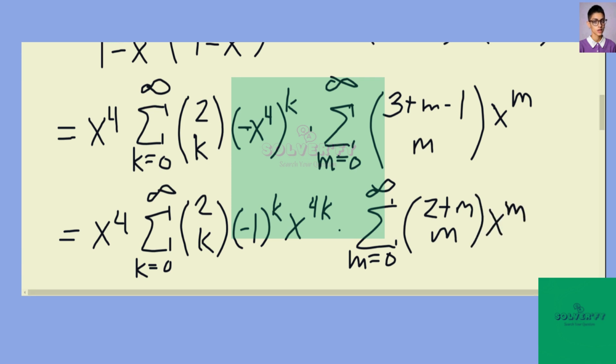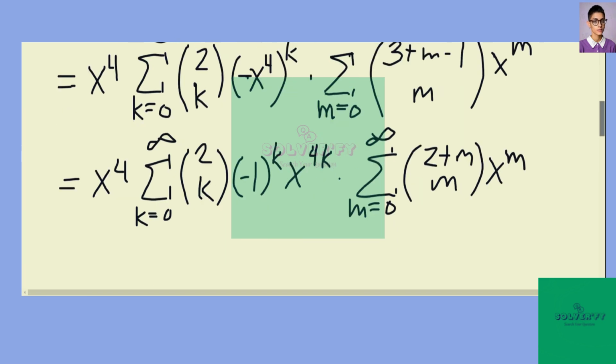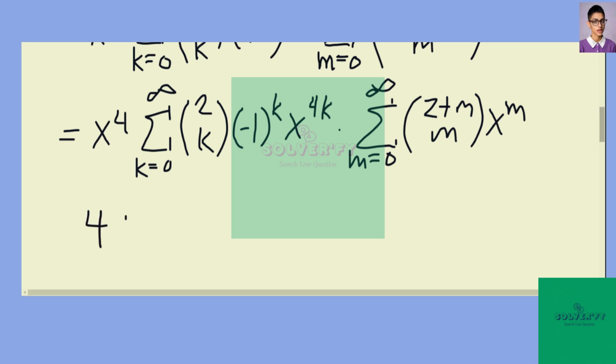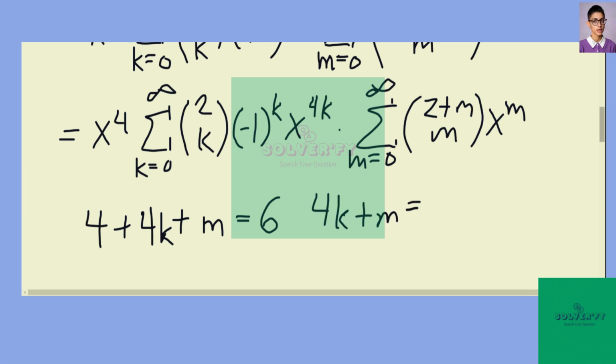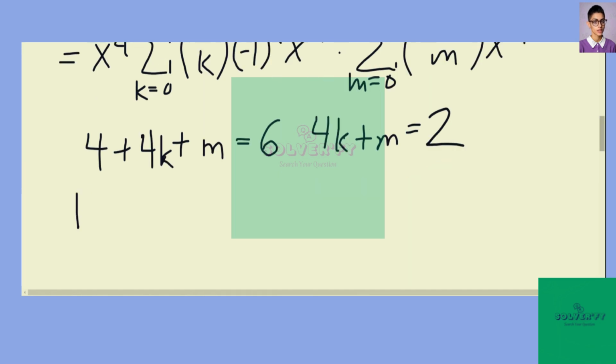Since we're looking for the coefficient of x to the sixth, we want this to satisfy 4 plus 4k plus m equals 6, which means that 4k plus m has to equal 2. However, this is only going to be possible if k is 0 and m is equal to 2.